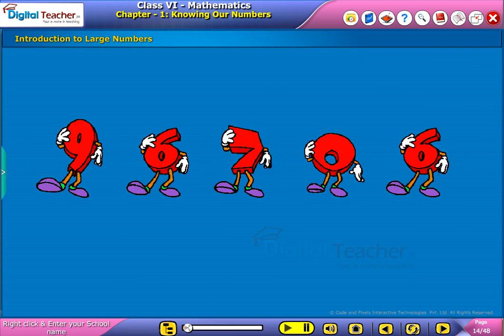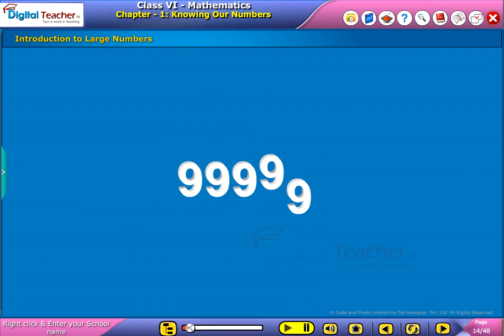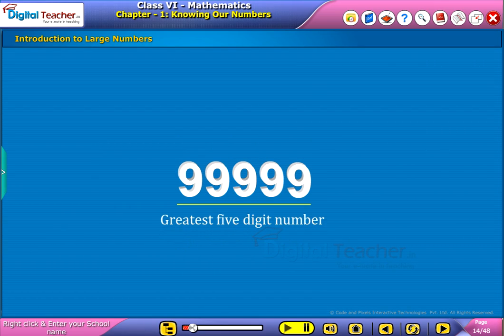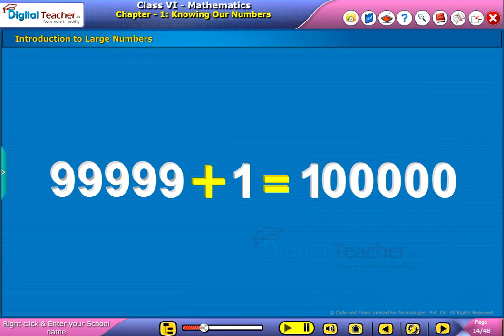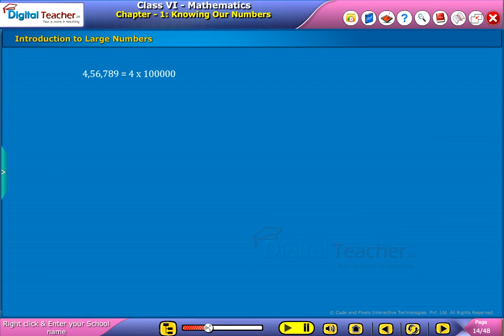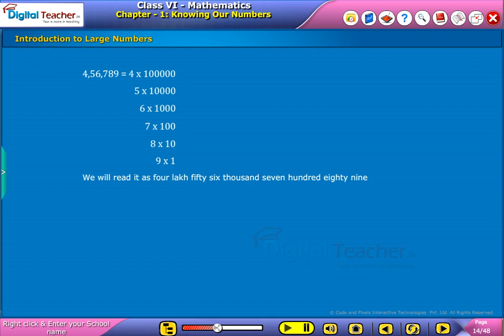Introduction to large numbers. The greatest 5-digit number, as we all know, is 99,999. Now, just add the number 1 to it. Then we will obtain the least 6-digit number, that is 1 lakh. Let's take the number 456789. Its expanded form is as shown. We will read it as 4,56,789.